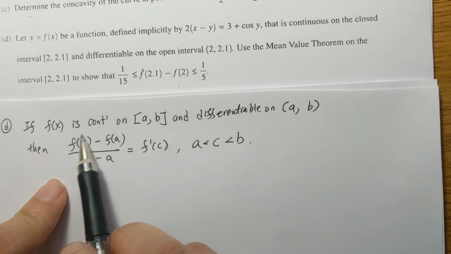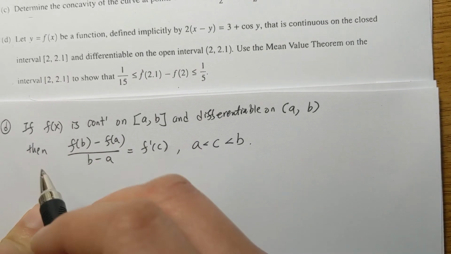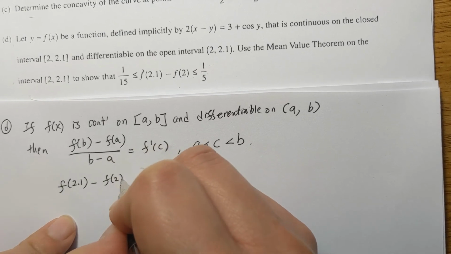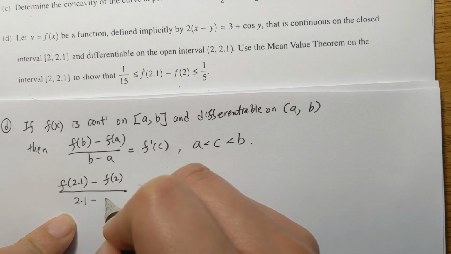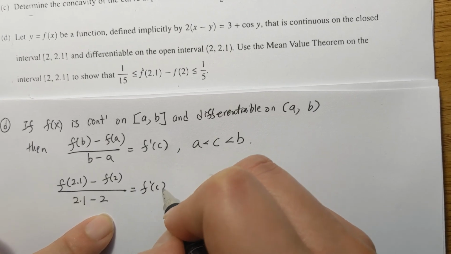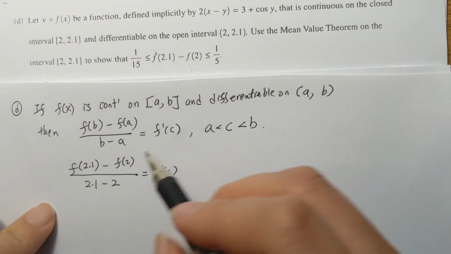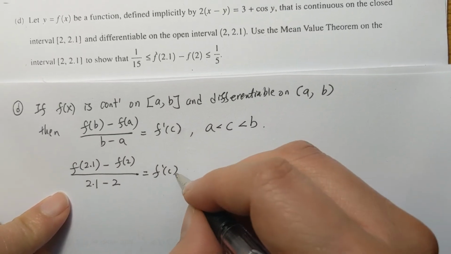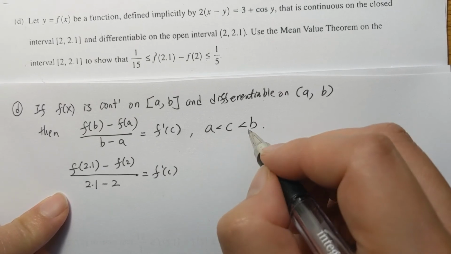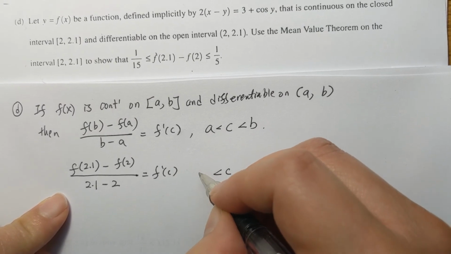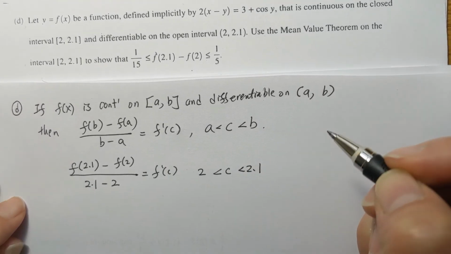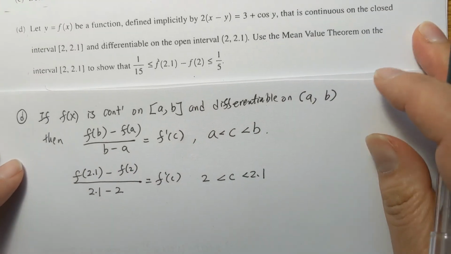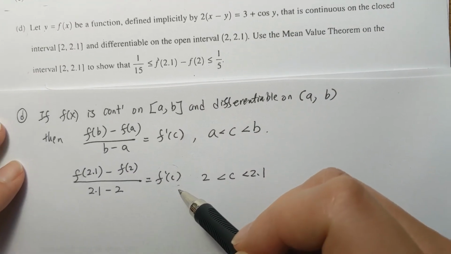So if you look at here and the information, that means I should write f of 2.1 minus f of 2 over 2.1 minus 2 equal to f prime of c. So this is the slope equal to the derivative. And c is any point between a and b. So c is between 2 and 2.1. And how do I get from here to here? This is the slope or the derivative.